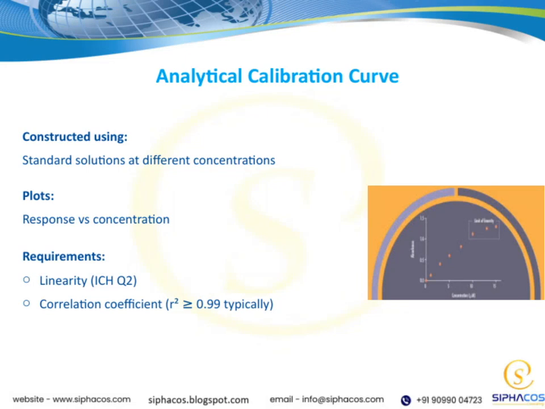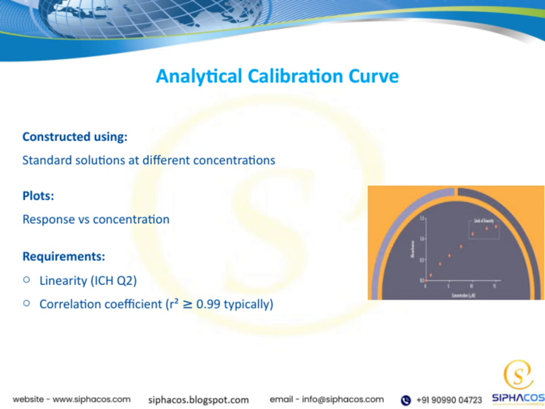This curve is constructed using standard solutions at different concentrations, which helps us establish a relationship between the response we measure and the actual concentration. When we plot response versus concentration, it provides a visual representation of how the instrument reacts to varying amounts of the analyte. One of the key requirements here is linearity, which is outlined in ICH-Q2 guidelines. This means we want a straight-line relationship, indicating consistent response across the range of concentrations.